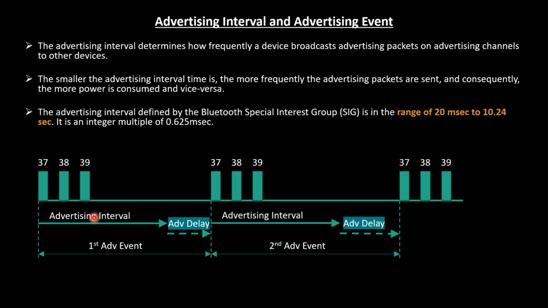This is the concept. The third point is that the advertising interval defined by the Bluetooth Special Interest Group is in the range of 20 milliseconds to 10.24 seconds. It is an integer multiple of 0.625 milliseconds. So let us understand what this Bluetooth SIG is. Bluetooth SIG is the international standard development organization responsible for Bluetooth technology. It looks after the development and licensing of Bluetooth technology.